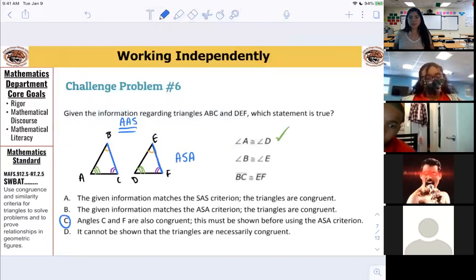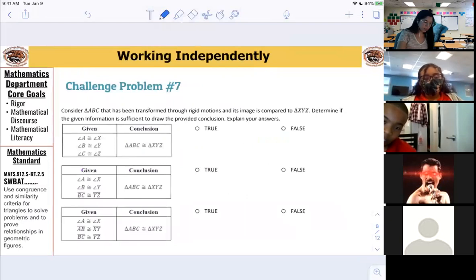Questions on number 6? No. Going once, going twice, still no. Moving on. Problem 7. Okay, can I have a volunteer read?